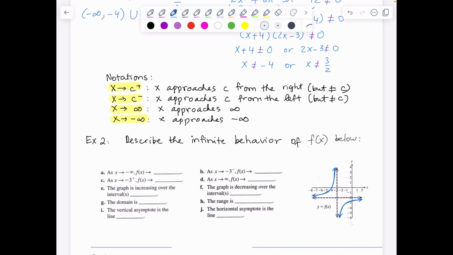So part A, as x approaches negative infinity, so I want you to look for the part of the graph where x goes to negative infinity. We all know that on the x-axis, this direction is where x goes to negative infinity. So on the blue graph, that would be this arrow right here where it's pointing to the left, because that's where x is going to negative infinity. So the question is, where would f of x go?